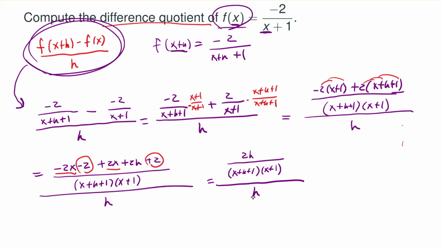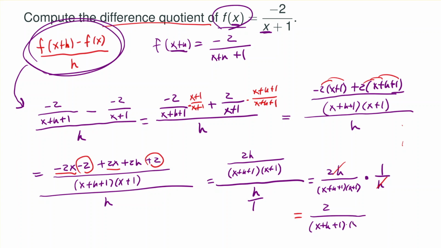Now this dividing by h, we can think of as dividing by h over 1, which is the same thing as multiplying by the reciprocal of h over 1, which is 1 over h. And then this h cancels out. So what we have left is 2 over x plus h plus 1 times x plus 1. This represents the average rate of change of this function between any 2 points, x and x plus h.